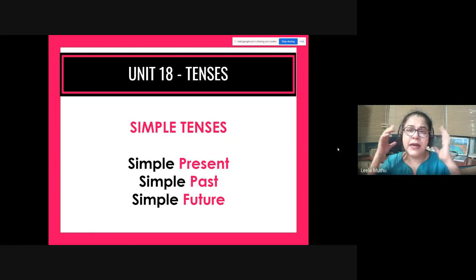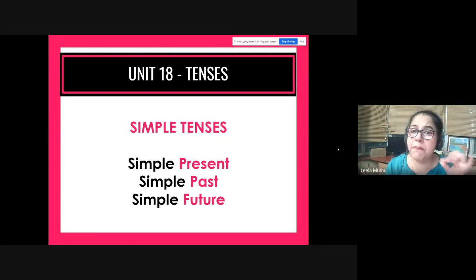Okay, and I'm more comfortable with it, and I think you've heard about this from the time for the past 3 years or 4 years, you heard it this way, so I'm not going to change that. All right, so simple tenses, simple present, simple past, and simple future.